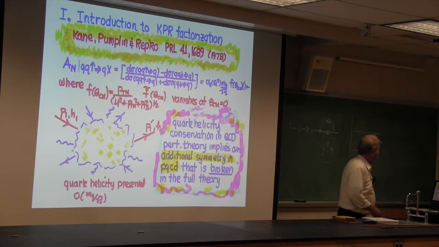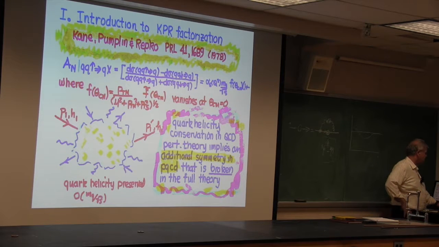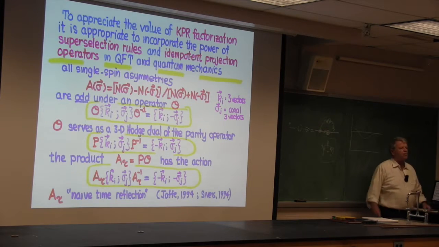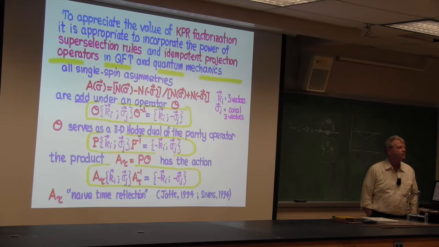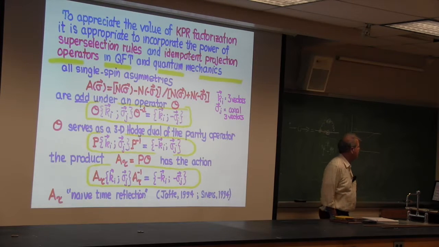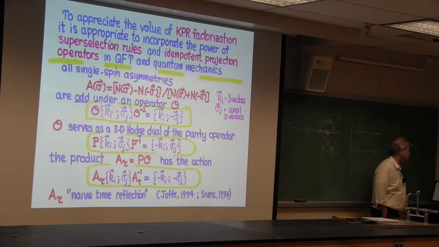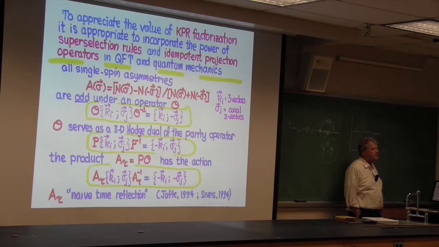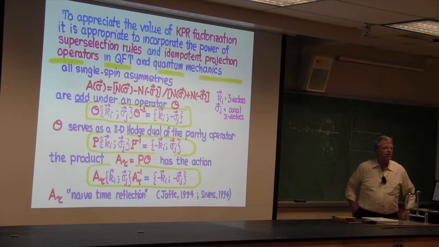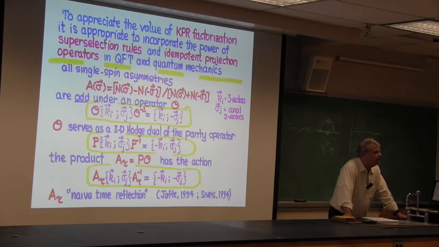And then if you take the mass of the up and down quarks to zero, you have a real extra symmetry of the perturbation theory, which I've called artificial time reversal, and Bob Jaffe calls naive time reflection. And basically, it's a symmetry which changes the sign of axial vectors while leaving the sign of vectors unchanged. So it's the dual of the parity operator.